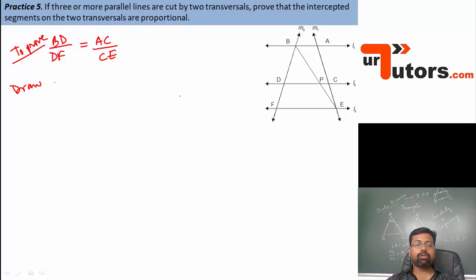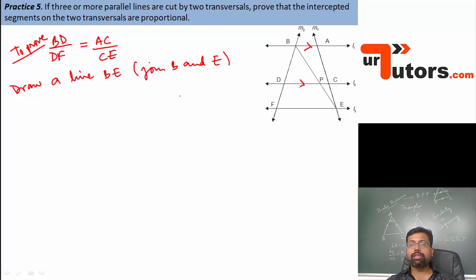Okay, so this is what we have to prove. Now you draw a line. You join B and E, so it becomes like a third transversal. Why did I do it? To form a triangle. Now we have AB parallel to CD parallel to EF. It is given, and these two, M1 and M2, are transversals. So in triangle BFE, we have BD by DF equal to BP by PE.